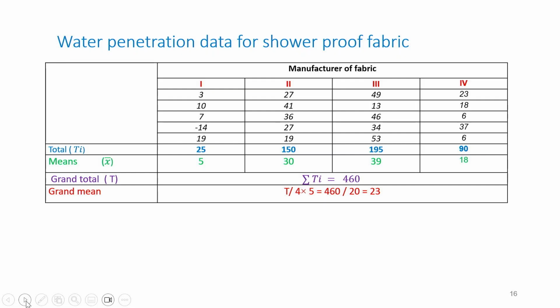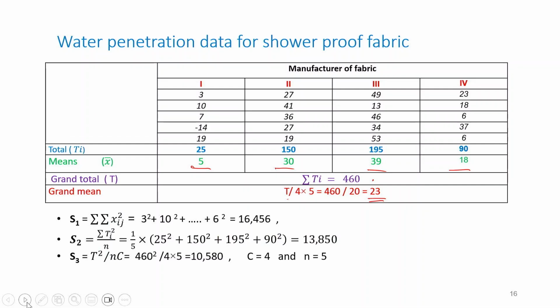Now the data with which we started, that is water penetration time, with that example, now we are performing this ANOVA test. So the values are stated here, all the numerical values. These are the corresponding mean values. This is the grand total, and this is the grand mean. 23 is the grand mean. So we find out what is S1, what is S2, what is S3. And based on this formula, we just calculate them. These are the figures we get.